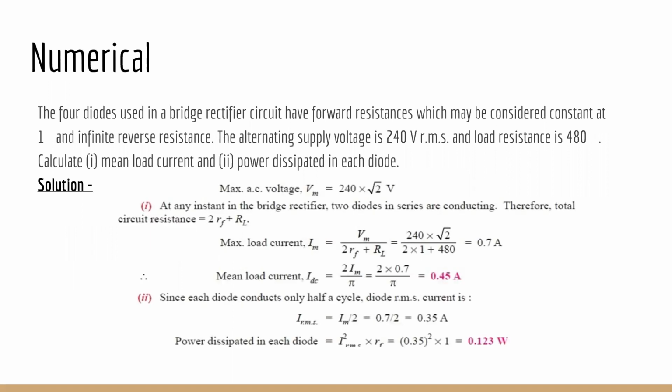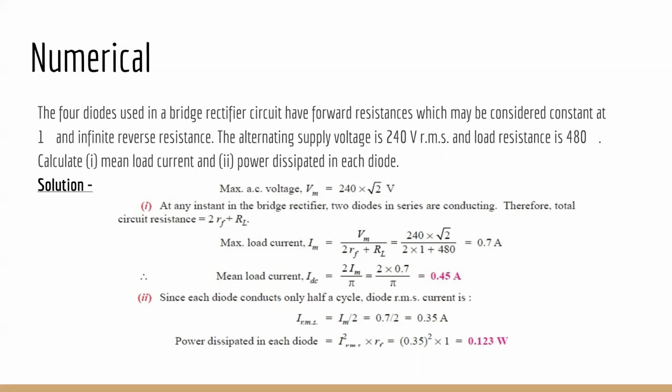So let's see a small example with the help of a numerical. The four diodes used in a bridge rectifier circuit have forward resistances which may be considered constant at 1 ohm and infinite reverse resistance. The alternating supply voltage is 240 volt Vrms and the load resistance is 480 ohm. In this we have to calculate, first, the mean load current and second, the power dissipated in each diode.